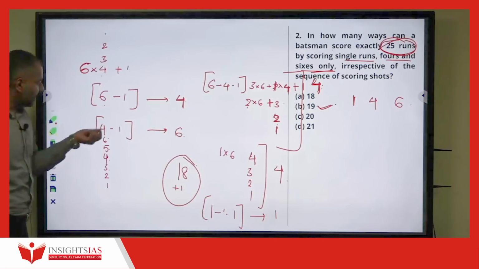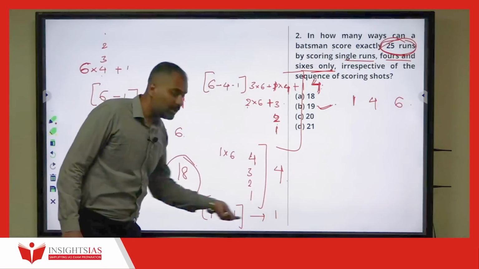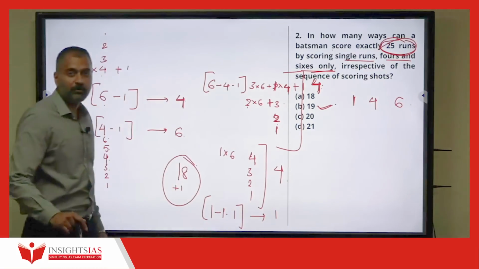Okay, using 6 and 1, using 4 and 1, using 6, 4, 1 and using only 1 singles. Okay, using only 6s and only 4s is not possible.